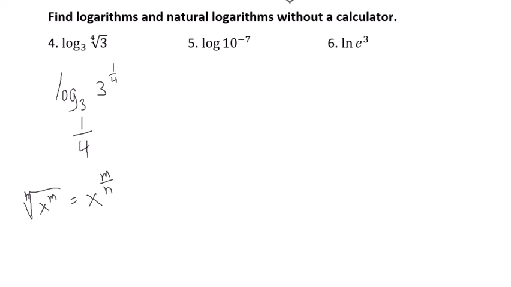All right, this is base 10 of 10, so this is just quickly -7, because of that 10 here and that 10 there. Remember, there's an understood e right there, so e to the 3, this equals 3.